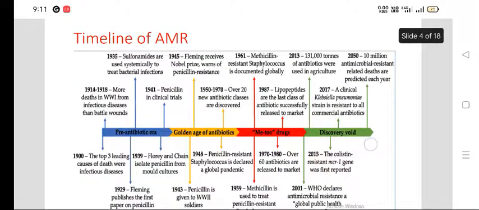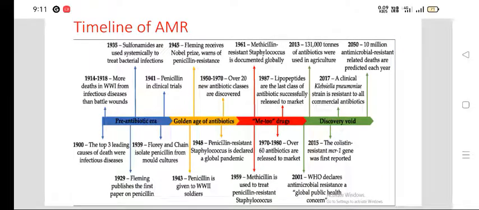Now what is the timeline of antimicrobial resistance? We all know that with the discovery of penicillin, the golden era of antibiotics began. But before that, in the pre-antibiotic era, in 1900, the top three leading causes of death were infectious diseases. From 1914 to 1918, in the World War, there were more deaths because of infectious diseases than battle wounds.